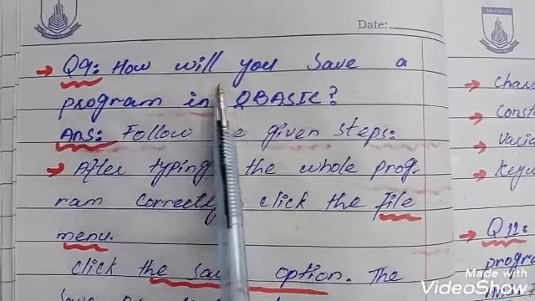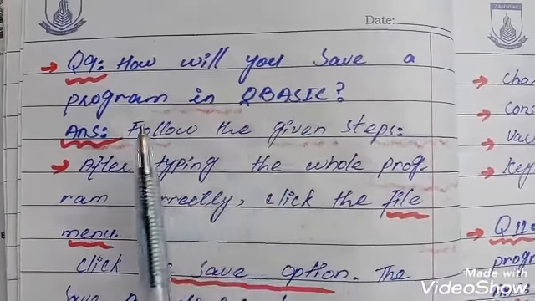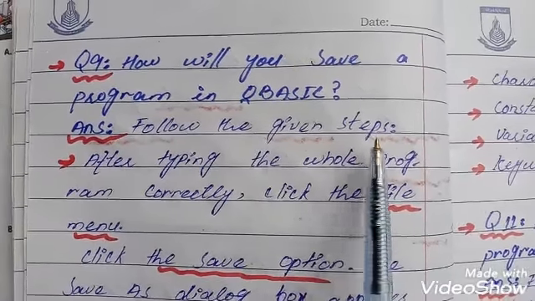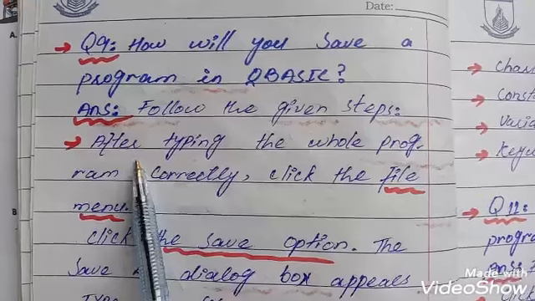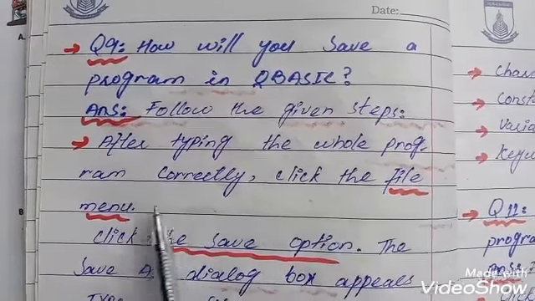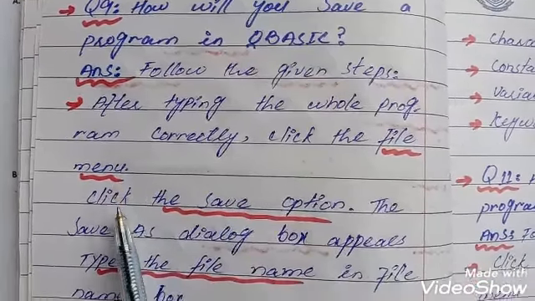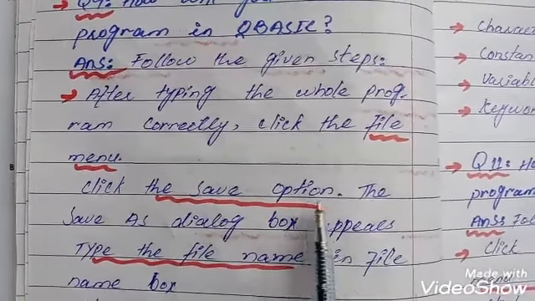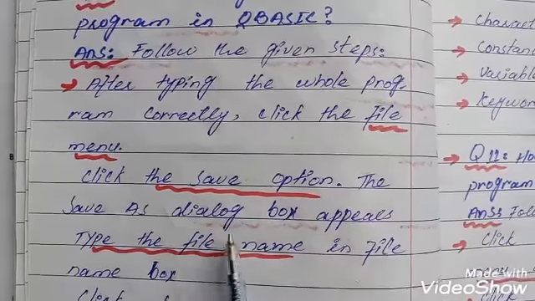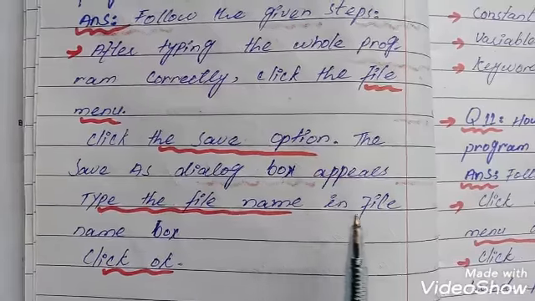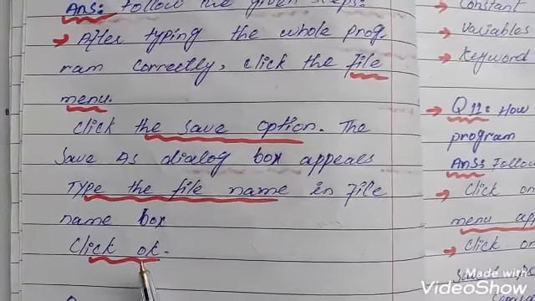Question number 9. How will you save a program in QBasic? Answer. Follow the given steps. After typing the whole program correctly, click the file menu. Click the save option. The Save As dialog box appears. Type the file name in file name box. Click OK.